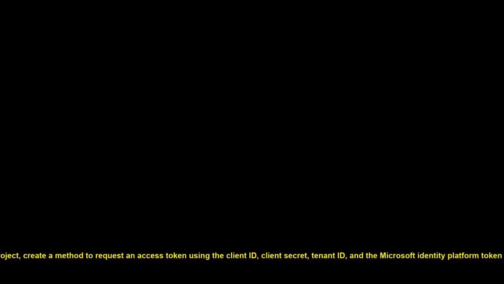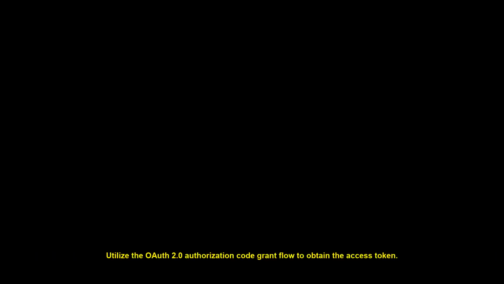Next, you can start coding your application. Install the required libraries for making requests to the Microsoft Graph API. In your project, create a method to request an access token using the client ID, client secret, tenant ID, and the Microsoft Identity Platform. Utilize the OAuth 2.0 authorization code grant flow to obtain the access token.